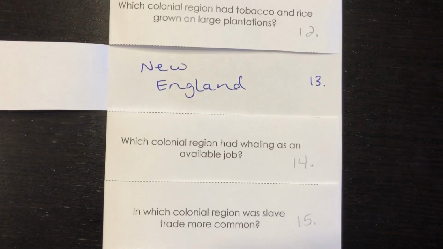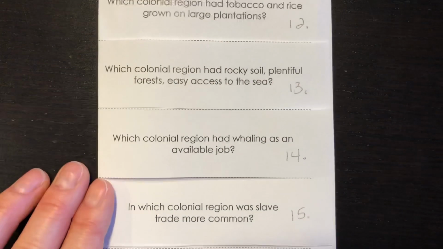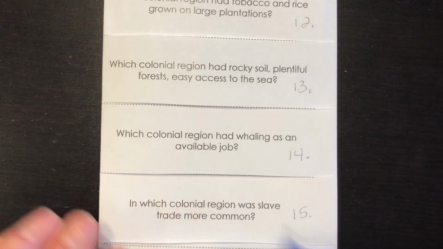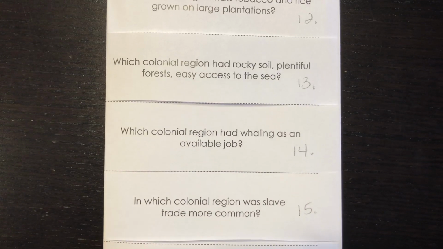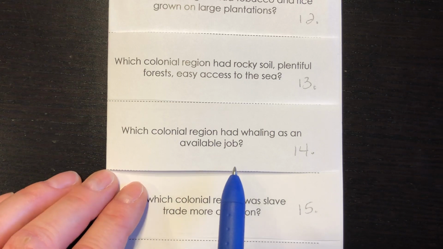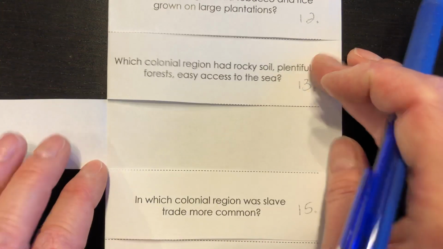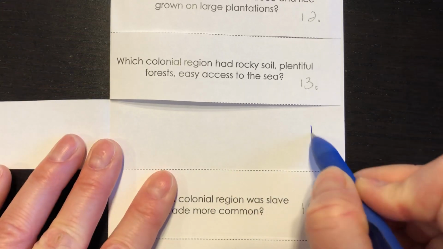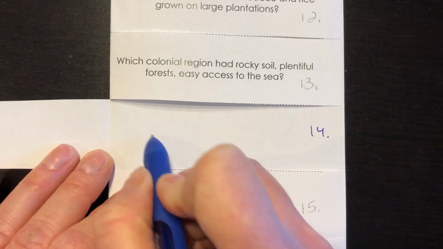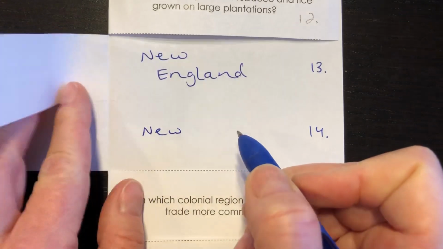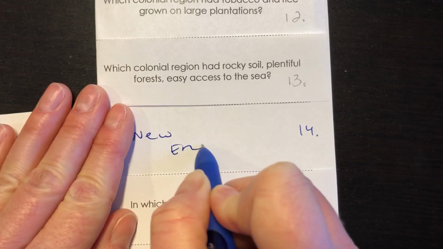Okay, number 14, which colonial region had whaling as an available job? So if you go back through and look, there was only one area where whaling was listed as an available job, and that was in New England. So open up number 14, New England. I know the last one was New England. So is this one, New England.